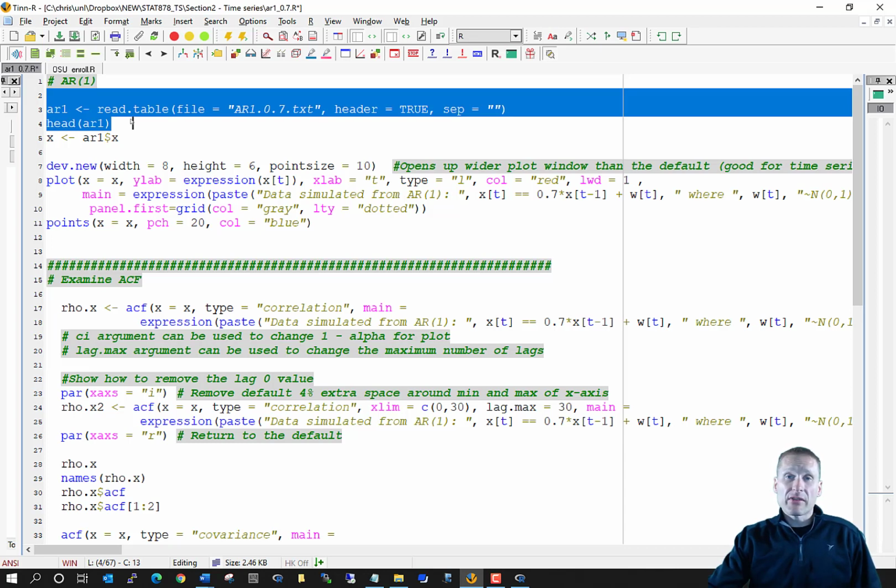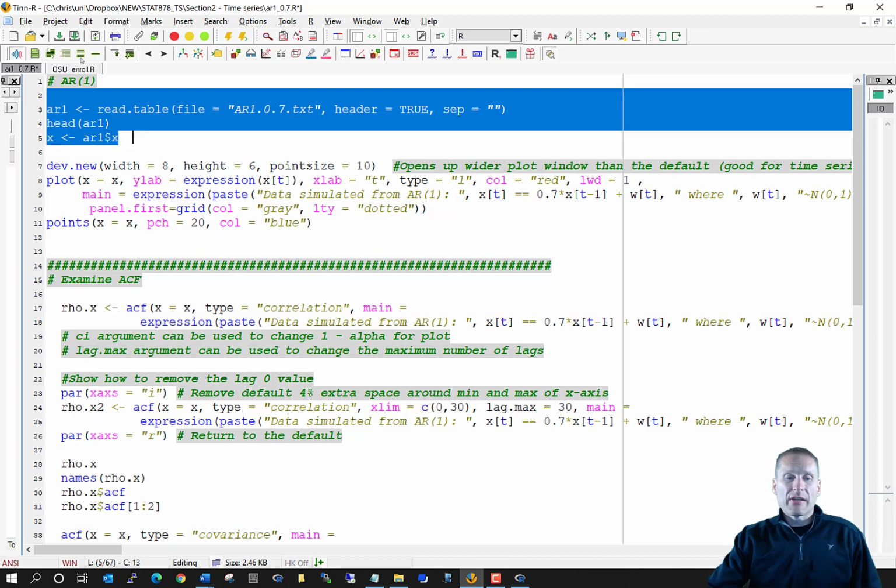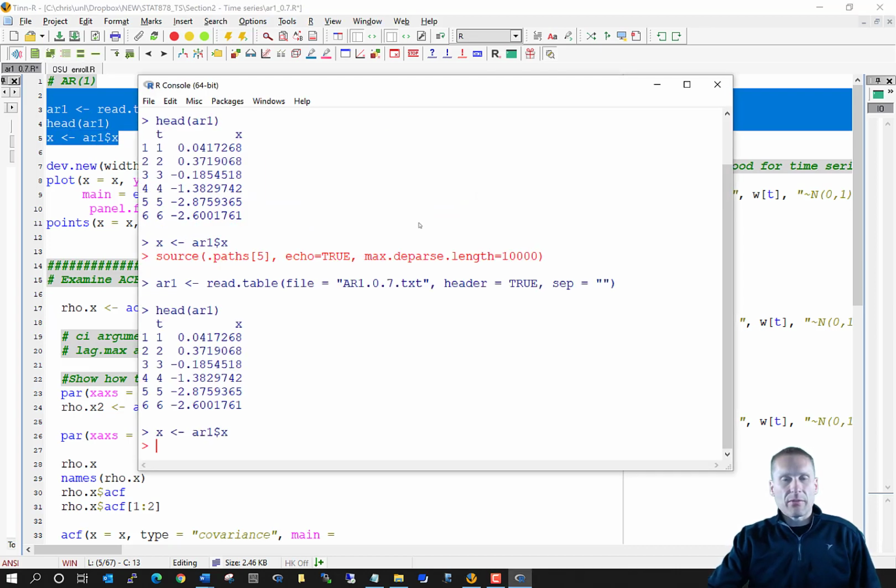Take a look at the first 6 observations of AR1, and compare it to what was originally in my file itself. Then I'm going to pull X out of AR1 and put it into an object X, since we're dealing with X as our variable of interest. So here's the corresponding data as seen there, and indeed, this does match up with what was in the original file.